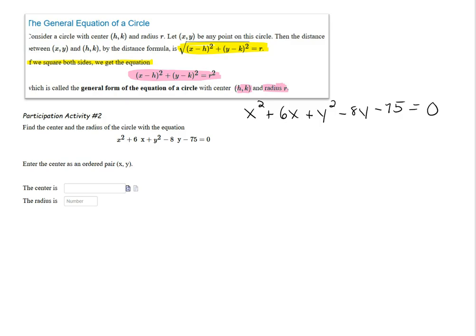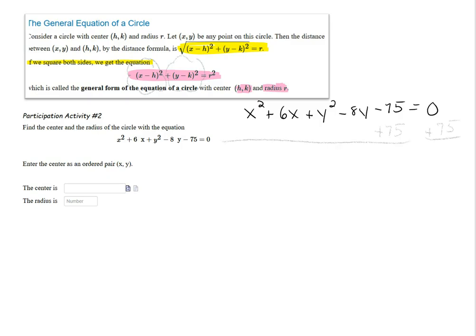But when it's in that form, the thing I highlighted in pink, that's the general equation of a circle. So on participation activity number 2, they give you this equation, and I just wrote it over here because it's easier for me. The first thing I'm going to do, because you'll notice up here you have the x minus h squared and the y minus k squared together on the left and then equals some number on the right, is get rid of this 75 because it should not be on the left side. Your constant should be over here on the right side.